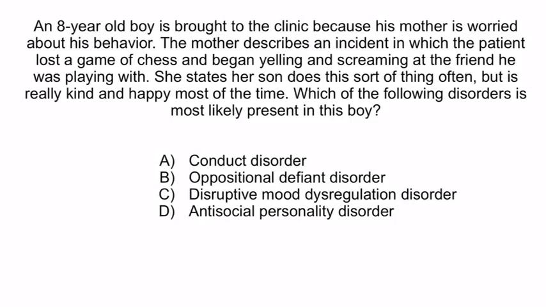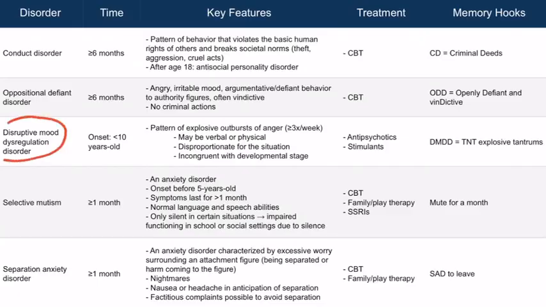Now this boy most likely has disruptive mood dysregulation disorder, which is choice C. Disruptive mood dysregulation disorder is often confused with oppositional defiant disorder. However, DMDD, as we've described before with this memory hook, is more like episodic explosions, much like TNT. So think explosive tantrums when you think of this disorder. Whereas when we look at the memory hook for oppositional defiant disorder, ODD, just think of an overall attitude of defiance, or openly defiant and vindictive. So oppositional defiant disorder is incorrect.